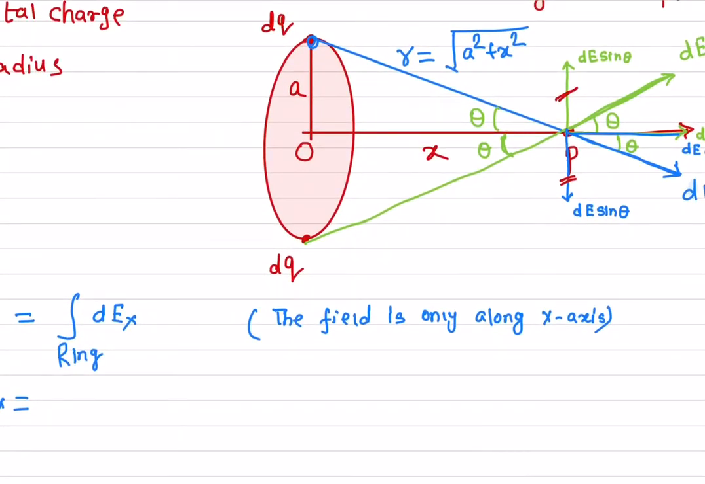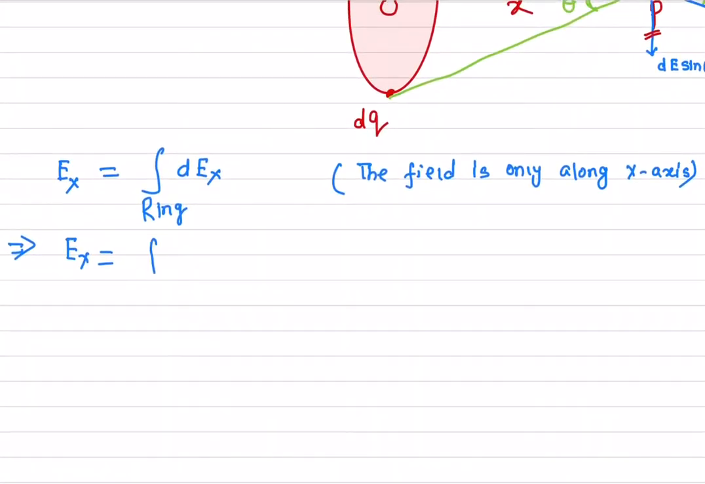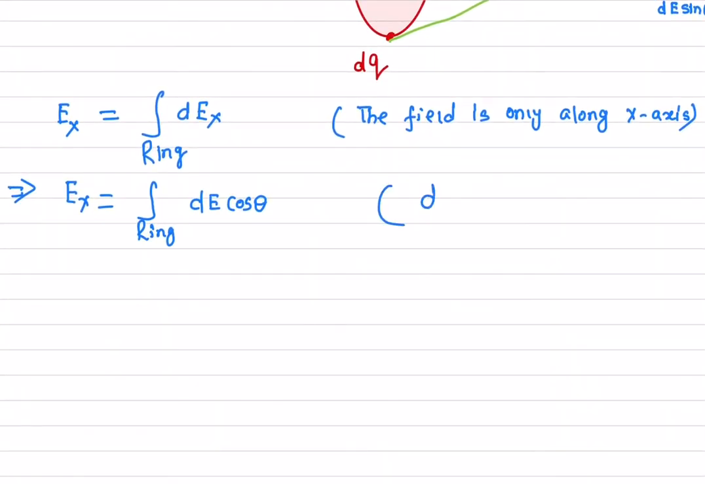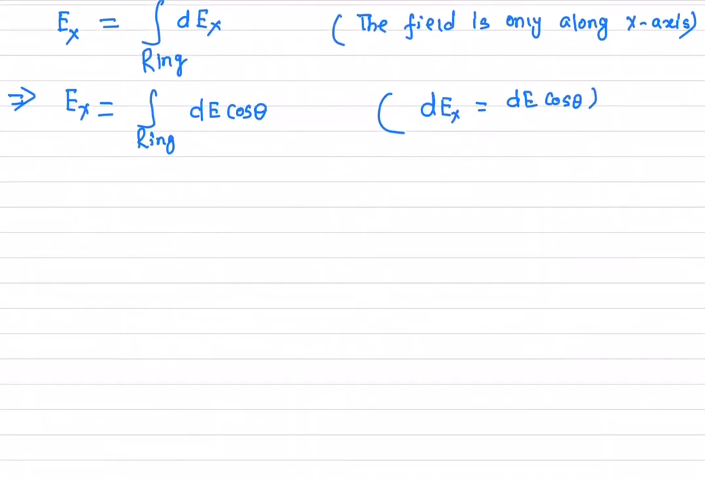We can see from this diagram that the electric field along the x component due to this tiny segment is dE cosine theta. So here I'm writing ring, and then this field is dE cosine theta, because dEx due to the top part is dE cosine theta. All right.